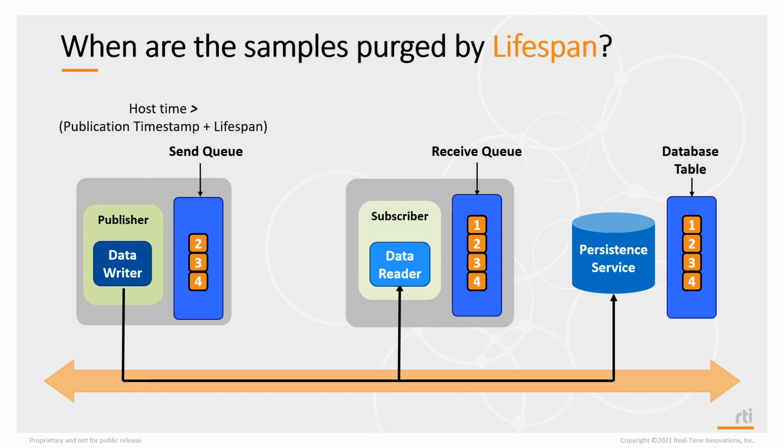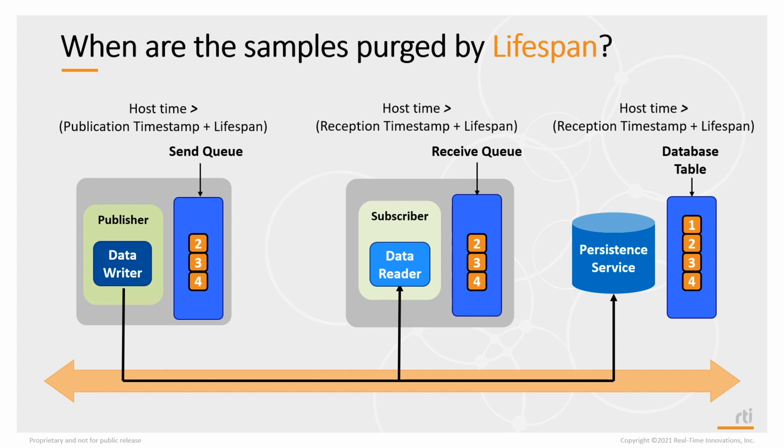Now for data readers, either the user application or persistence service, the data is removed when the local host time, the local clock of the data reader, is greater than the reception timestamp plus the lifespan. Now the reception timestamp, again, is a timestamp that was taken with the local clock when the data is received. In terms of absolute time, the reception timestamp and the publication timestamp should be taken pretty close together, within microseconds or at least milliseconds within a very closed system. It may take a little bit longer if you're sending data over the internet, for example.